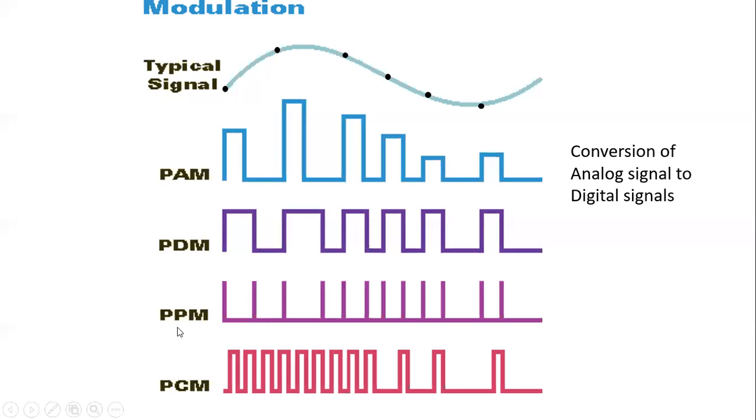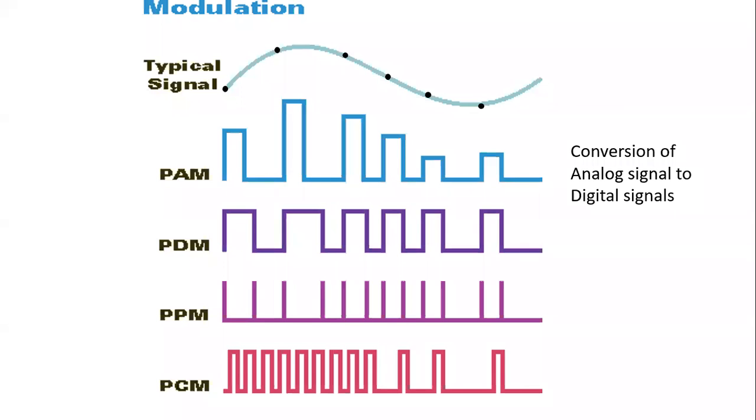Now pulse position modulation is always with respect to PDM or PWM. That means the starting of this pulse is considered as the first position, the ending of that pulse is considered as the second position, the starting of the second pulse is considered as the third position, and the ending of the second pulse is taken as the fourth position. Like this, the positions of starting and ending can be used to define pulse position modulation. Fine. This is how the analog signal is getting converted into digital.